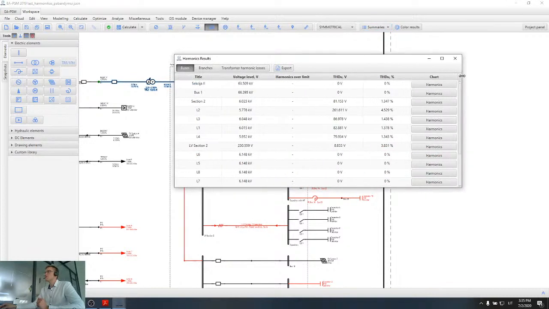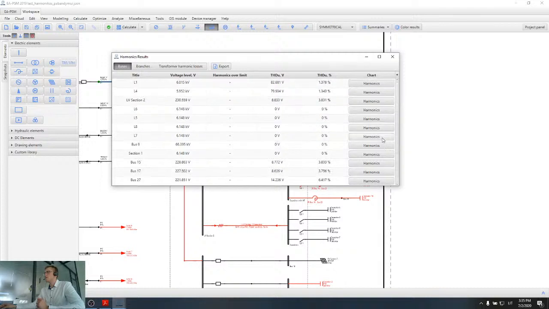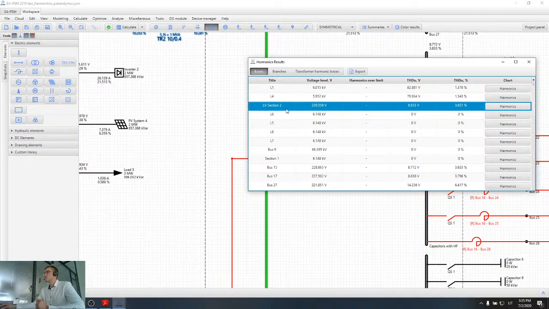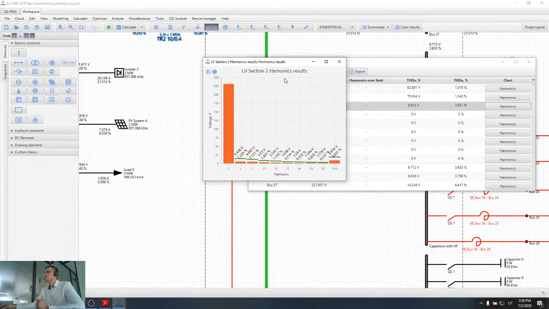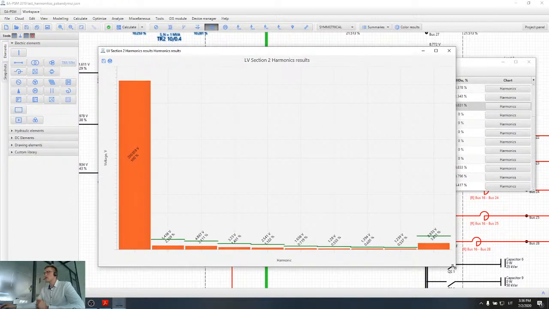So in Harmonic Summary, there is capability to actually open a harmonic chart. For example, I have a low voltage section 2. Low voltage section 2 in the summary is here, and I can push the chart to open it, and this will give me the chart. I can make a better view by making it bigger.